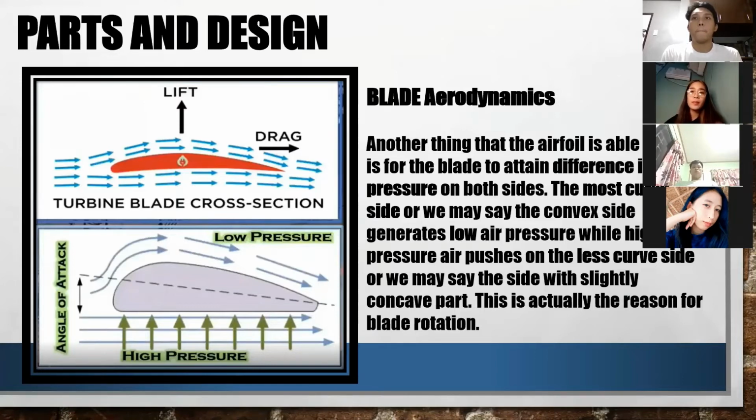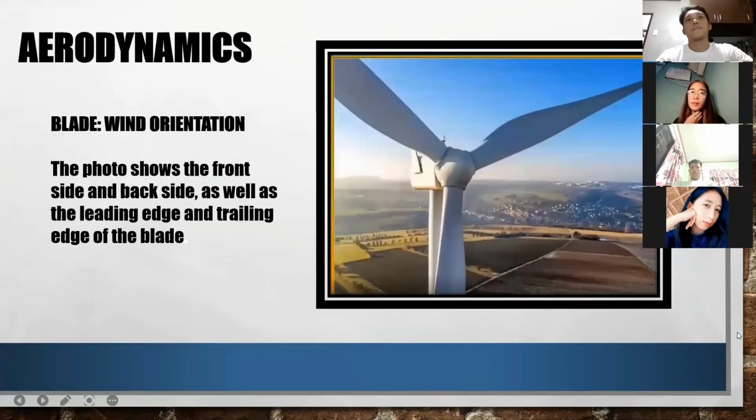So, gaya nga ng sinabi natin kanina, ito yung responsible sa pag-ikot ng ating blade. Yung airfoils na yan yung nakakatulong para mas makapag-rotate ng maayos yung mga blades natin. So, it is actually the reason for the blade rotation. Next. Okay. So, this is just the photo kung ano ba yung itsura ng isang blade natin.